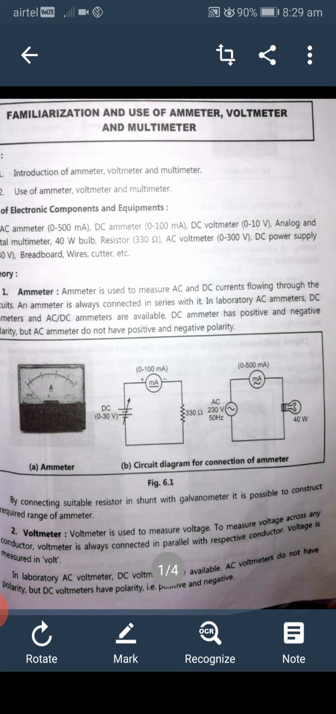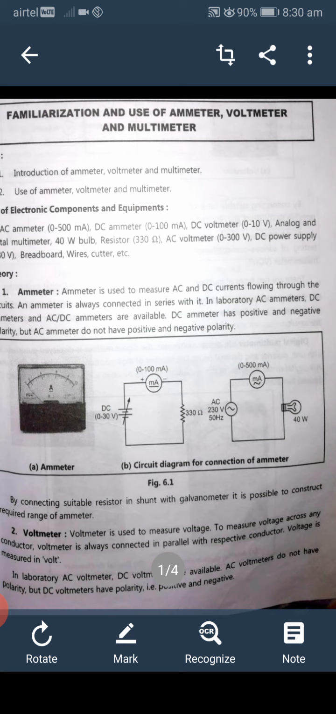Theory of ammeter. An ammeter is used to measure AC and DC current flowing through the circuit. An ammeter is always connected in series with it. In the laboratory, AC ammeter, DC ammeter, and AC-DC ammeter are available. A DC ammeter has positive and negative polarity, but an AC ammeter does not have positive and negative polarity.